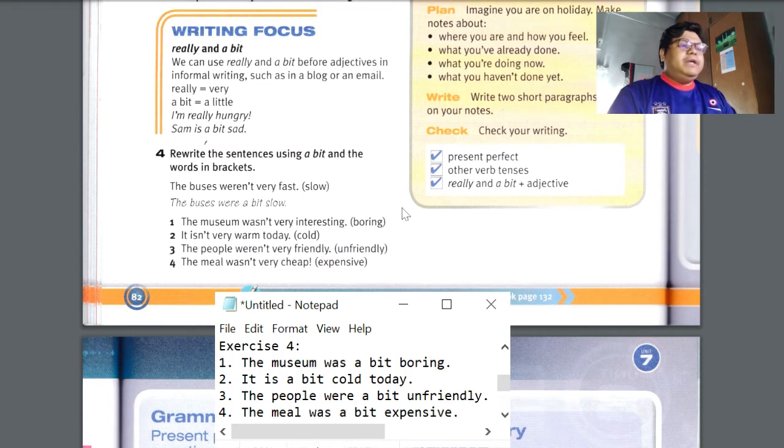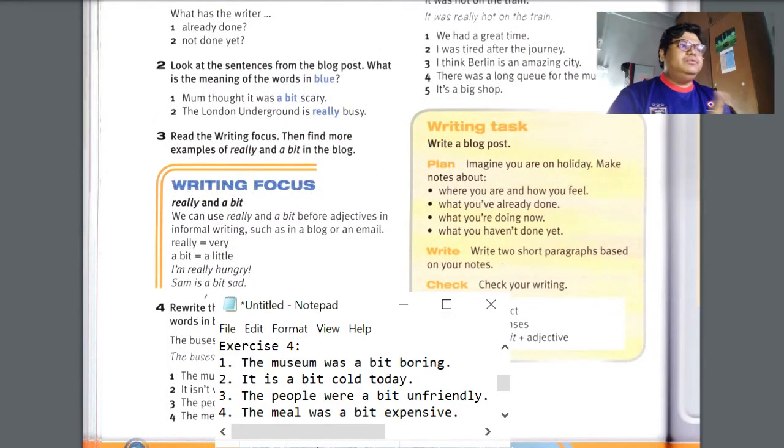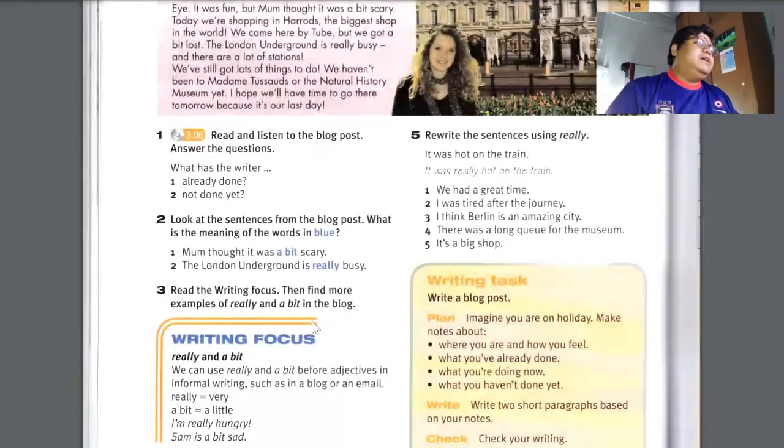So in a way, okay, dengan erti kata lain, perkataan a bit ni one of the functions, salah satu kegunaan a bit is to make the sentence, to change the sentence from negative to positive. Negative dia kalau ni lah wasn't ni kan, wasn't very. Okay, so kita tukar wasn't very dengan word very kepada a bit. So the sentence will change from negative to positive. Okay, let's look at number 5.